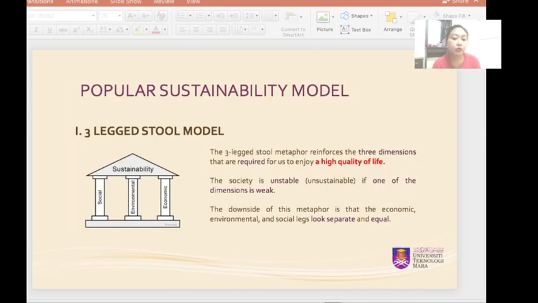For the three-leg stool model, it states that there are three main components that contribute to sustainability. As you can see from the image in the slide, the components, or what this model calls dimensions, consist of economic, environmental, and social. So, these three dimensions have the same level of importance, in which failure in one dimension to stay in balance with the other two dimensions will affect the whole system. For example, if the environment dimension is weak or imbalanced, the other two, which are the social and economy dimensions, will become unstable.